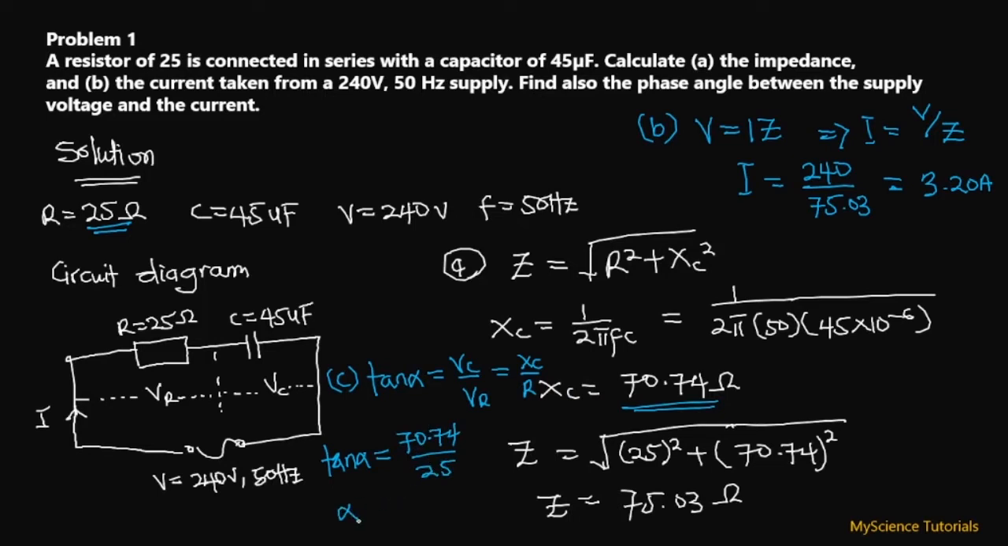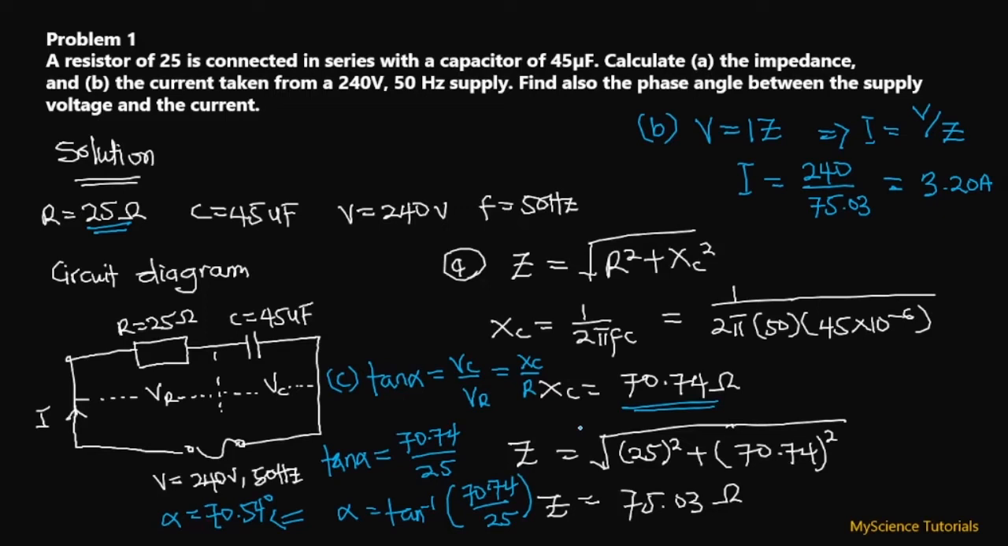So to find alpha, the phase angle, we take the tan inverse of our ratio, 70.74 over 25. If we do that, it is going to give us a phase angle of 70.54 degrees. So our phase angle is 70.54 degrees.